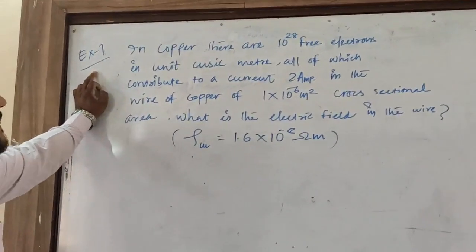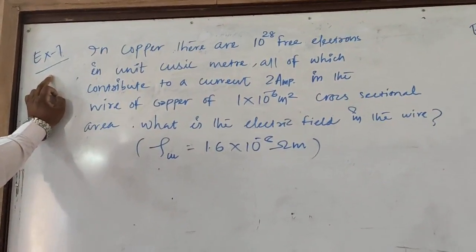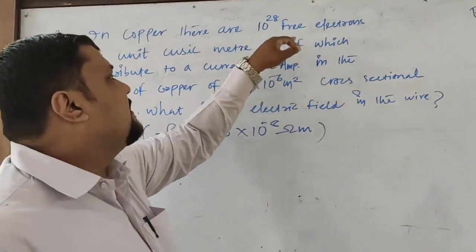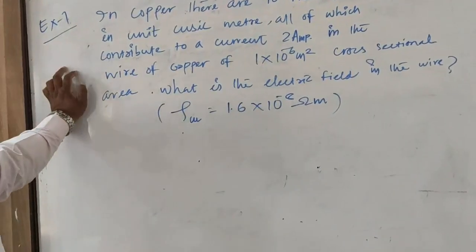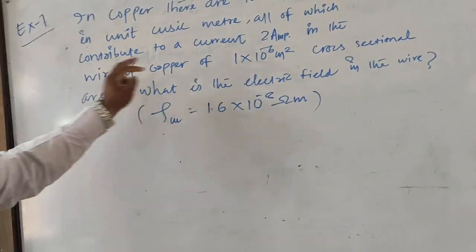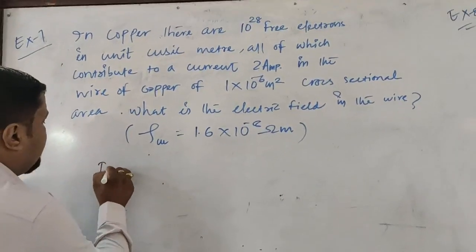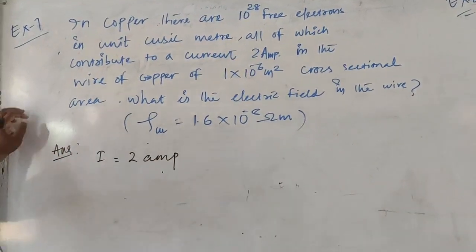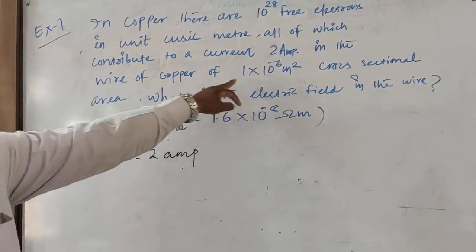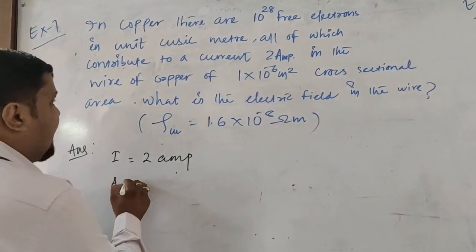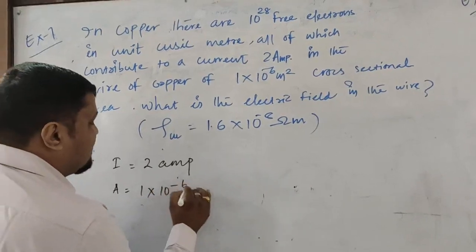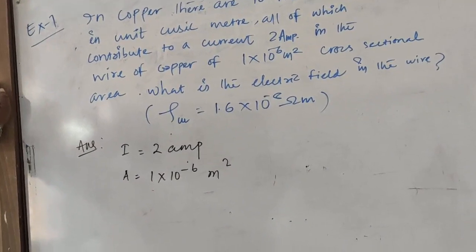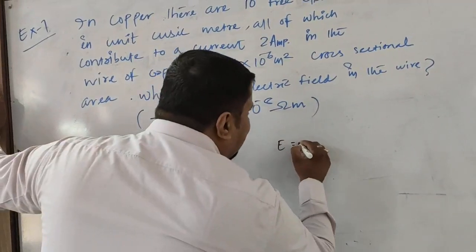In copper, there are 10 to the power 28 free electrons in unit cubic meter, that is the concentration, the number of electrons per unit volume, all of which contribute to a current of 2 ampere. So the current is 2 ampere, given, in a copper wire with cross sectional area A equal to 1 into 10 to the power minus 6 meter square. Then what is the electric field in the wire?